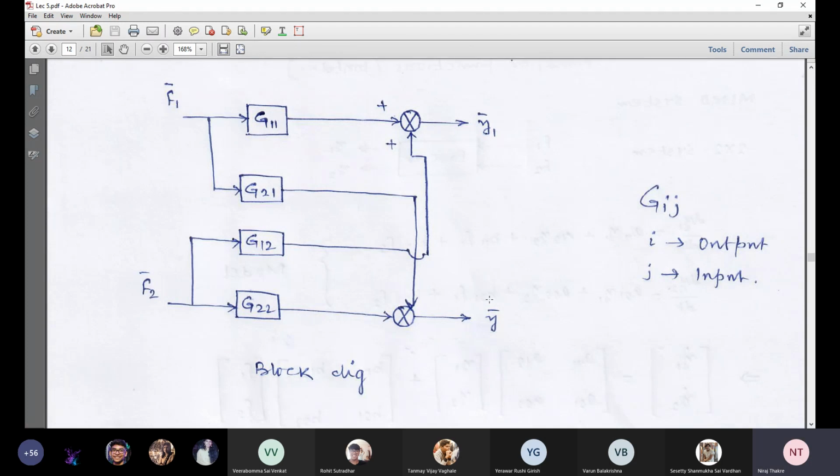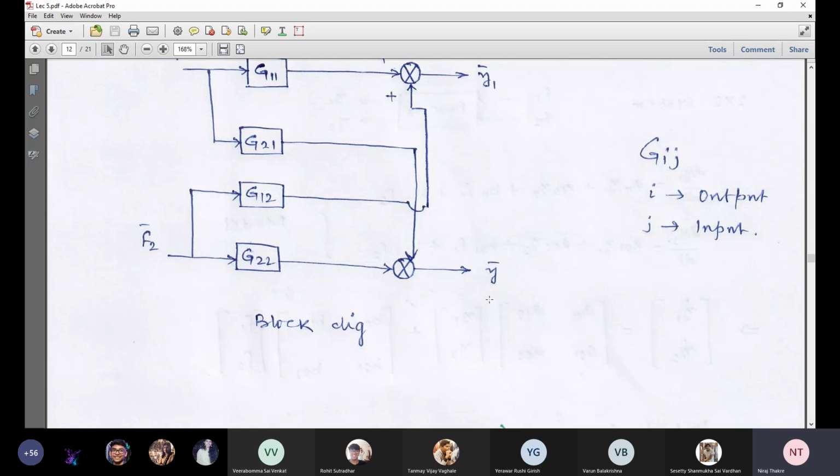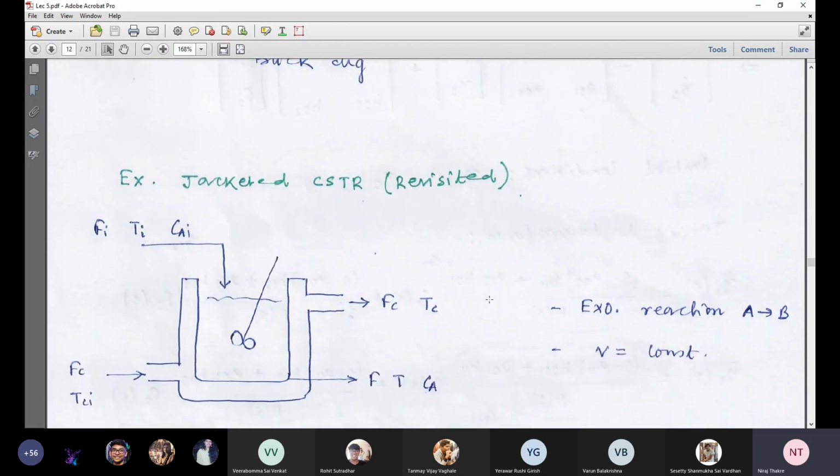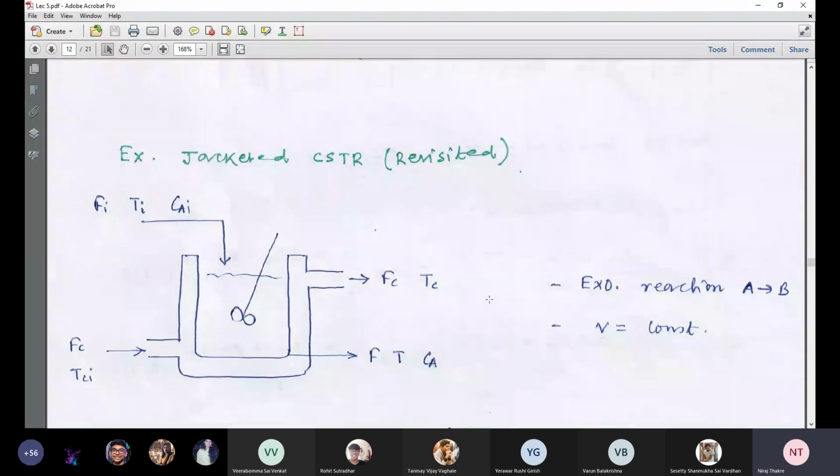Now let us come to apply this transfer function concept for a multi-input, multi-output system to an example, that is the jacketed CSTR. In fact, we have considered this example system before, to convert the model in terms of deviation variables. You draw this schematic diagram. We are currently discussing the application of the multi-input, multi-output transfer function development. We would like to develop the MIMO transfer function.